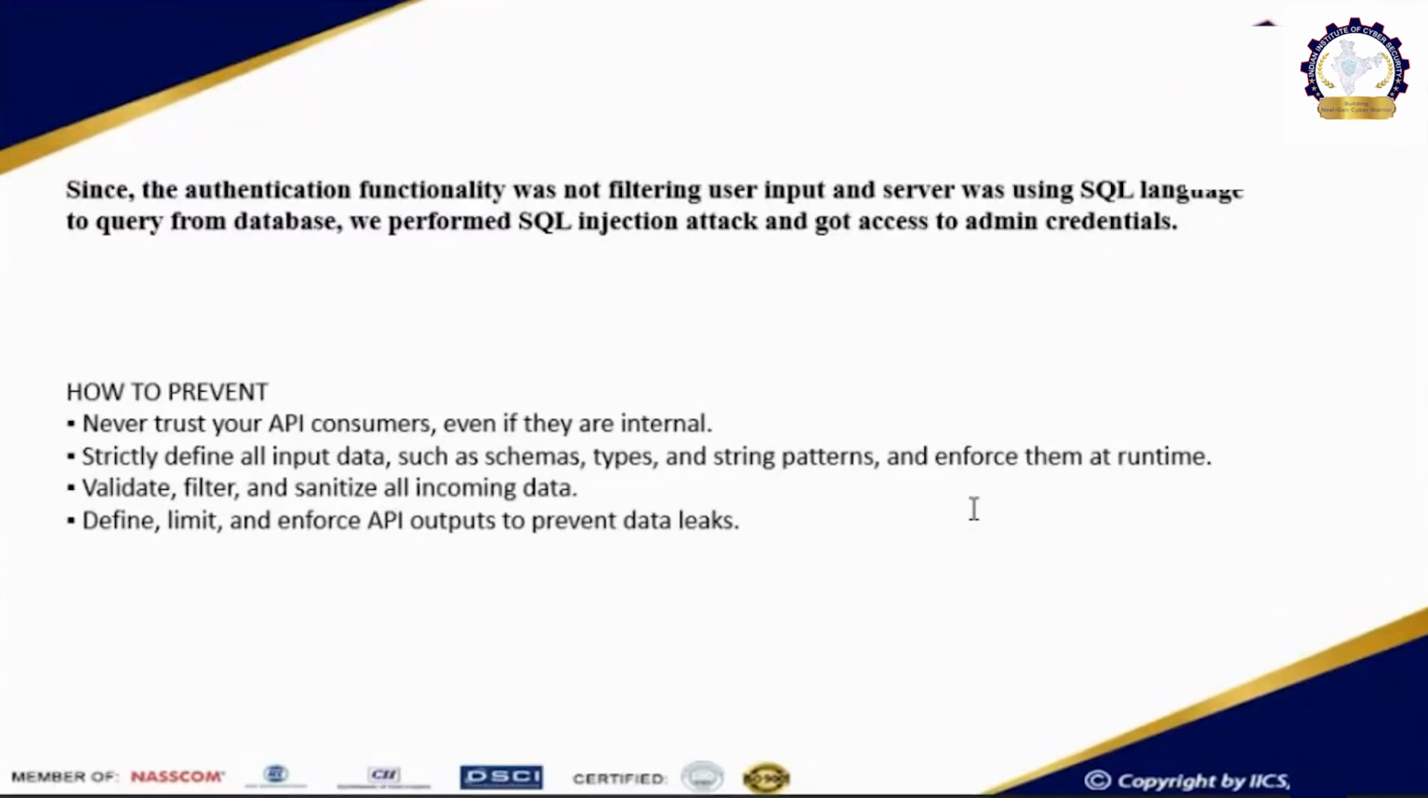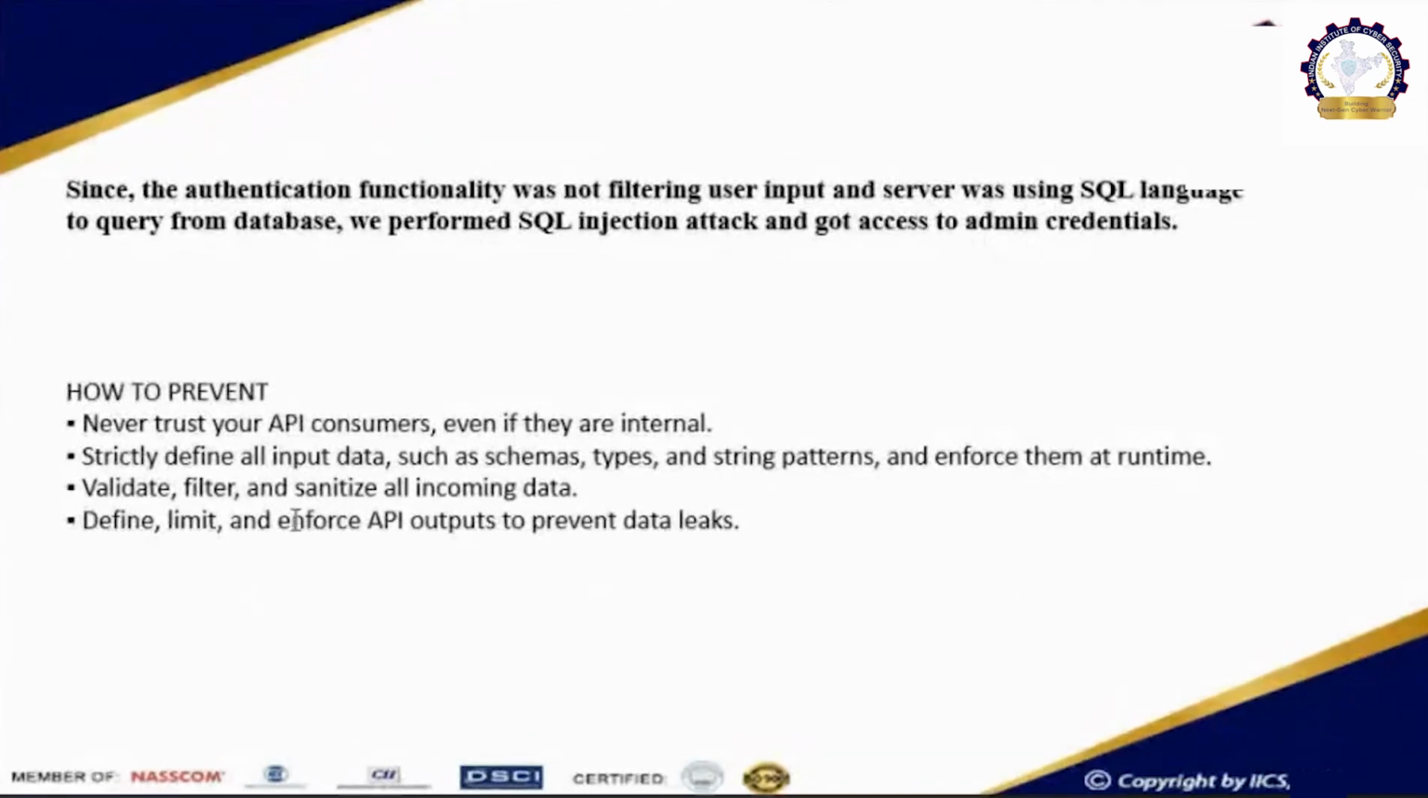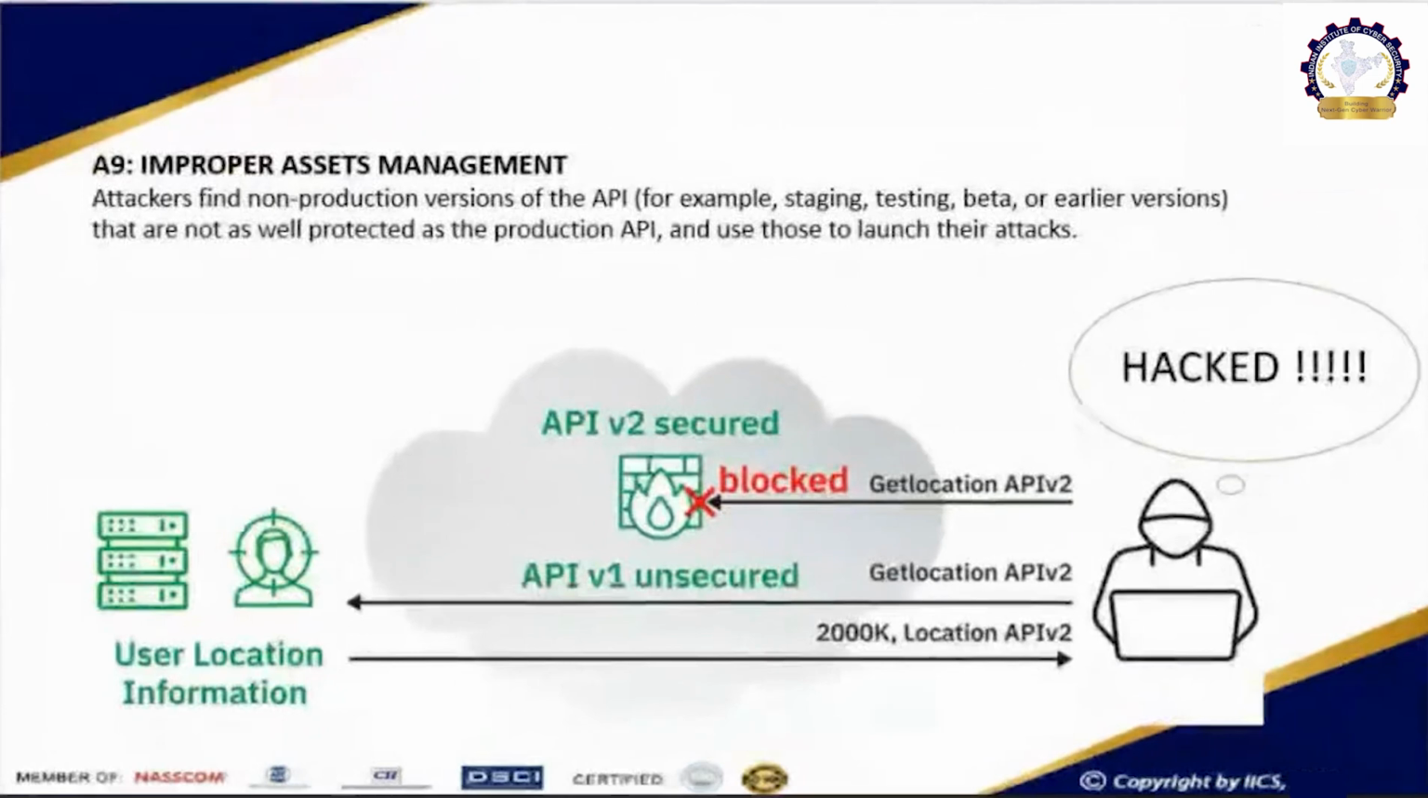So how to prevent it? There are some basic necessary steps. Never trust your API consumers, even if they are internal. Never leave any field where a person can use these types of manual SQL payloads. Strictly define all input data, such as schemas, types and string patterns. Then we have to validate, filter and sanitize all incoming data, meaning anything that comes in the payload or the request body. Then define, limit and enforce API outputs to prevent data leaks.